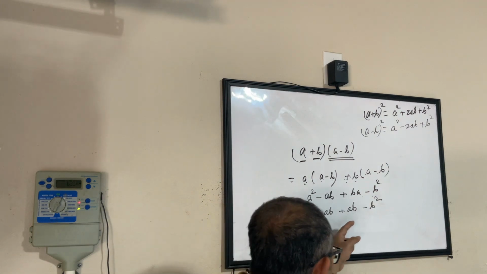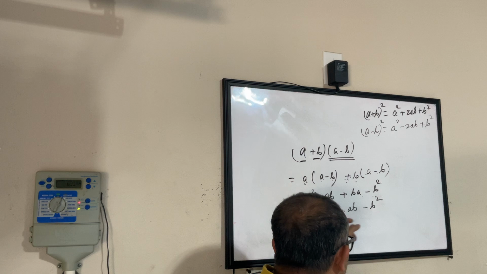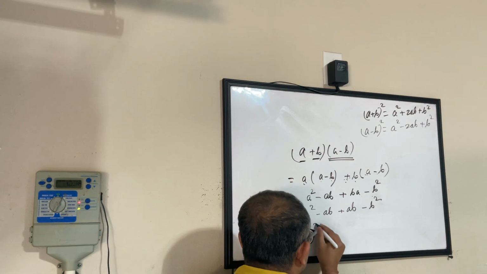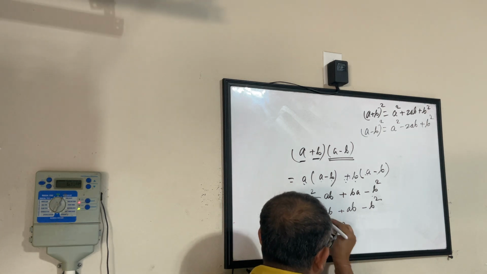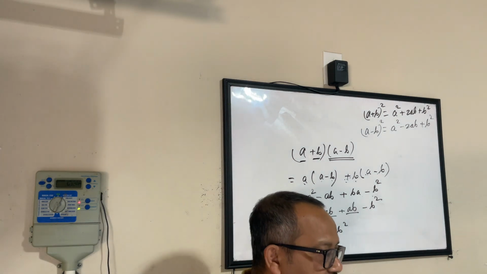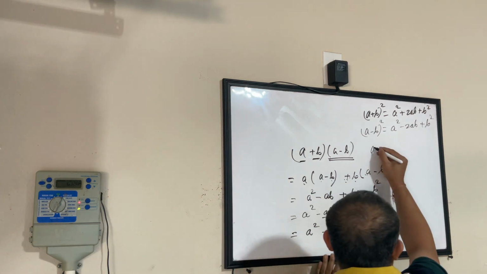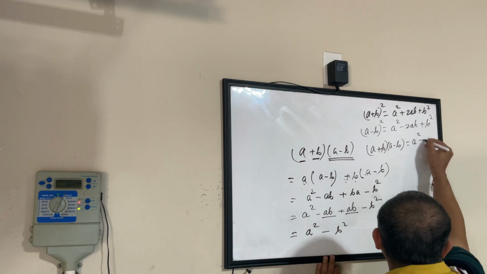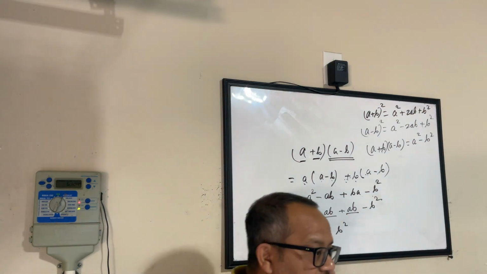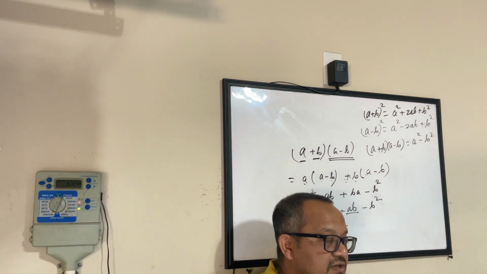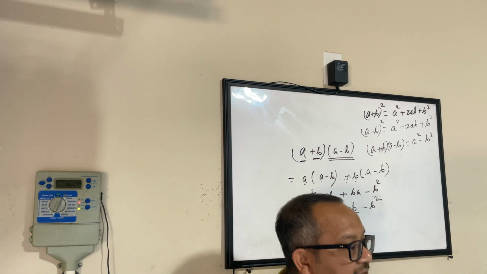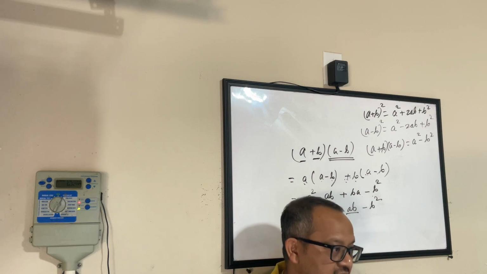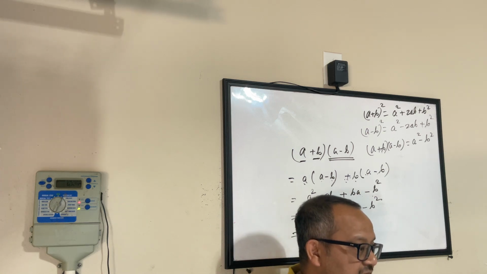Now, plus AB, minus AB, they cancel out each other. So it became A square minus B square because these two guys killed each other. So A plus B into A minus B gave you A square minus B square. So these are the three formulas which we call as algebraic identities. These are the backbone of algebra and quadratic equations that we'll deal with.